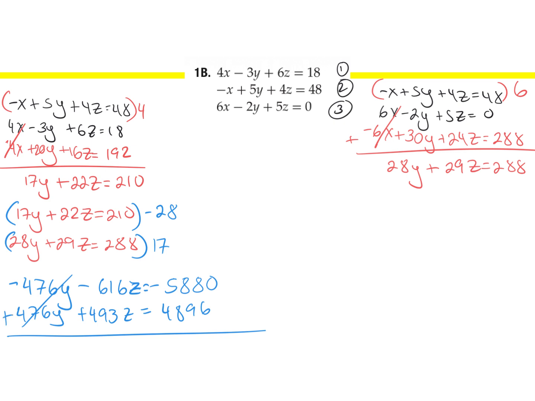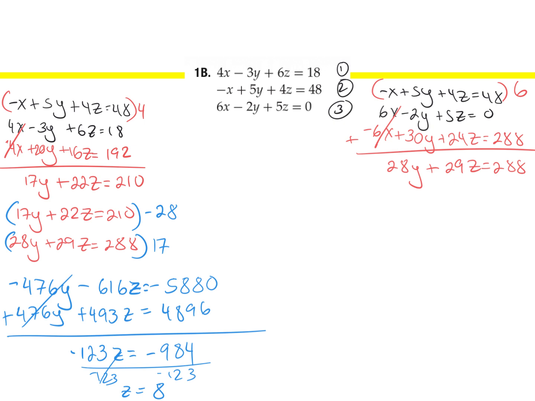I'm going to add them. The y's cancel out. We're left with negative 616 plus 493, which is going to give us negative 123z equals, and then negative 5880 plus 4896 is going to give us negative 984. We're going to divide by negative 123, and we're going to get that z is equal to positive 8. Now, after I find z, I'm going to plug it back in.